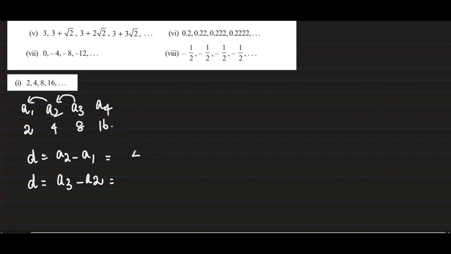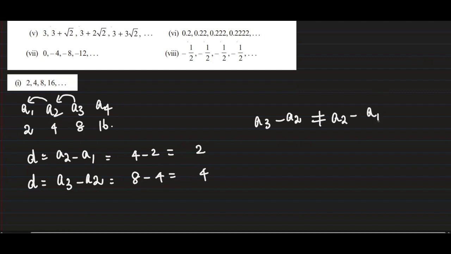So A2 minus A1 will be 4 minus 2, or A3 minus A2 is 8 minus 4. The D value should be the same. If it is not the same, then it is not an AP. So 4 minus 2 will be 2, then 8 minus 4 will be 4. If you notice here, A3 minus A2 is not equal to A2 minus A1, which means the D value is not the same. So this list of numbers does not form an AP. So we should say 2, 4, 8, 16 does not form an AP.